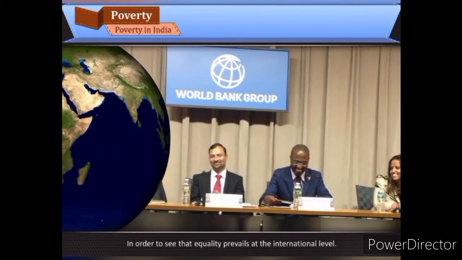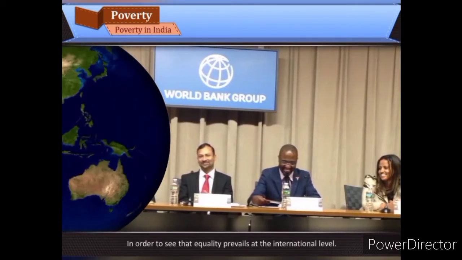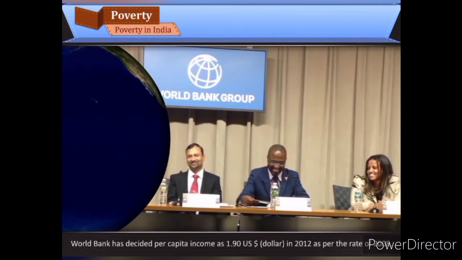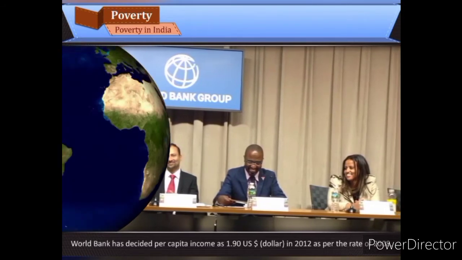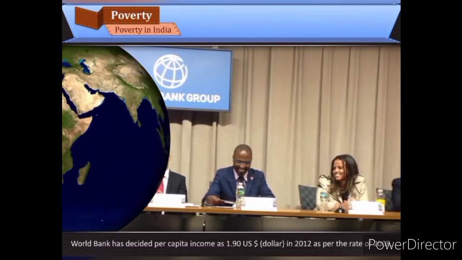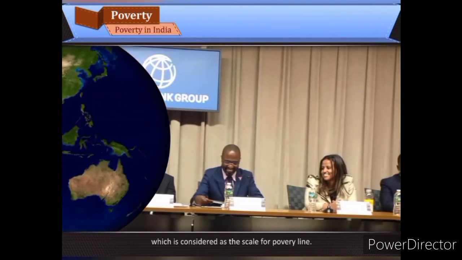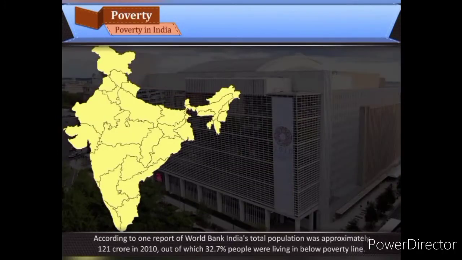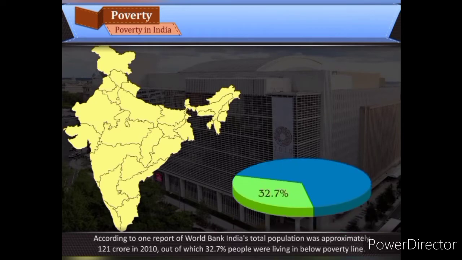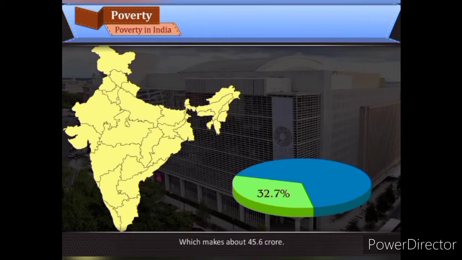In order to see that equality prevails at the international level, World Bank has decided per capita income as $1.9 in 2012 as per the rate of 2008, which is considered as the scale for poverty line. According to one report of World Bank, India's total population was approximately 121 crore in 2010, out of which 32.7% people were living in below poverty line, which makes about 45.6 crore.